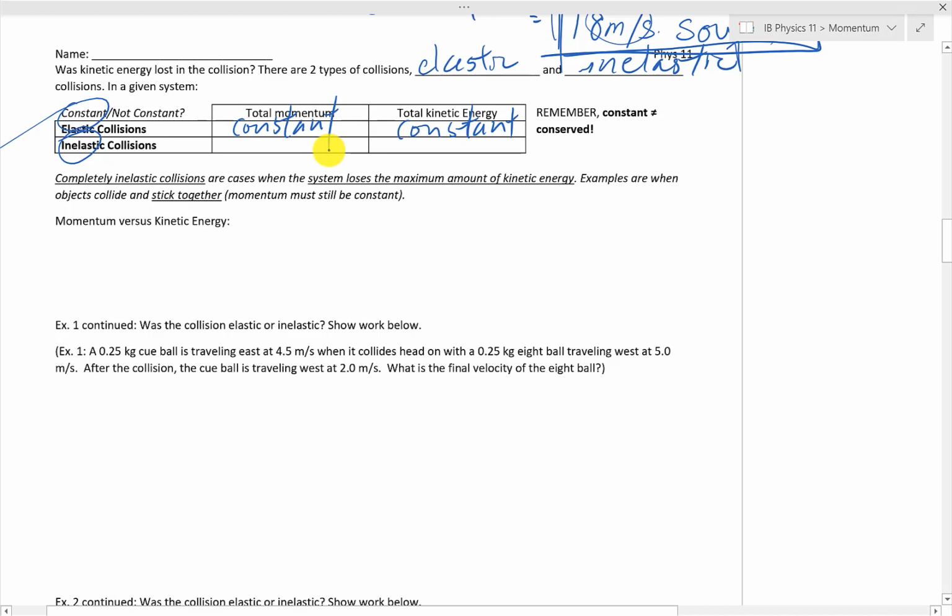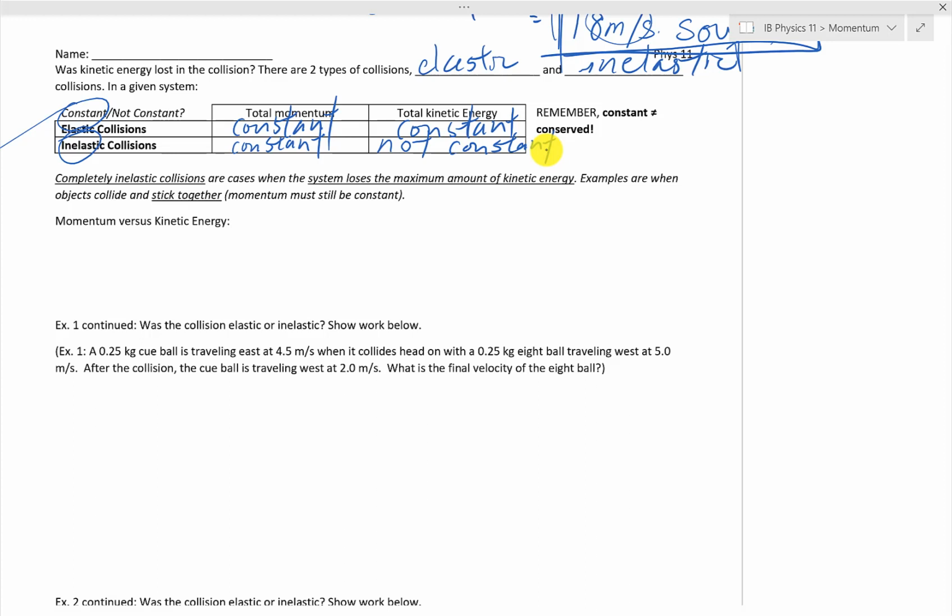But then what about an inelastic collision? An inelastic collision also happens assuming that there are no net external forces acting on your system, so that your total momentum stays constant. But in this case, some of that kinetic energy you started with gets converted to other forms of energy. So after the collision, your total kinetic energy is now different. So here, this is not constant.